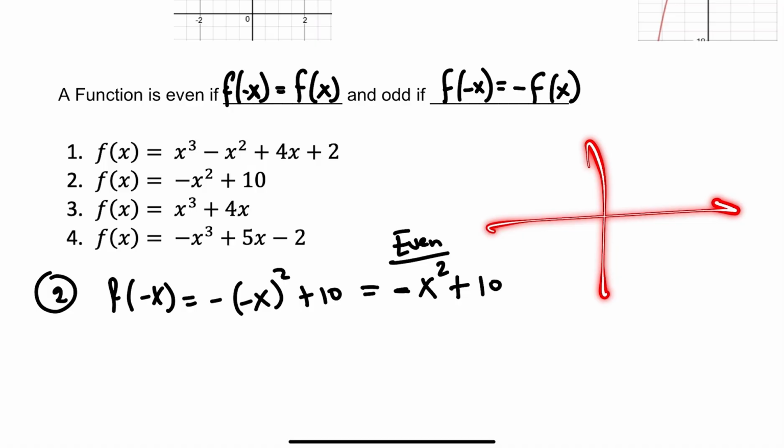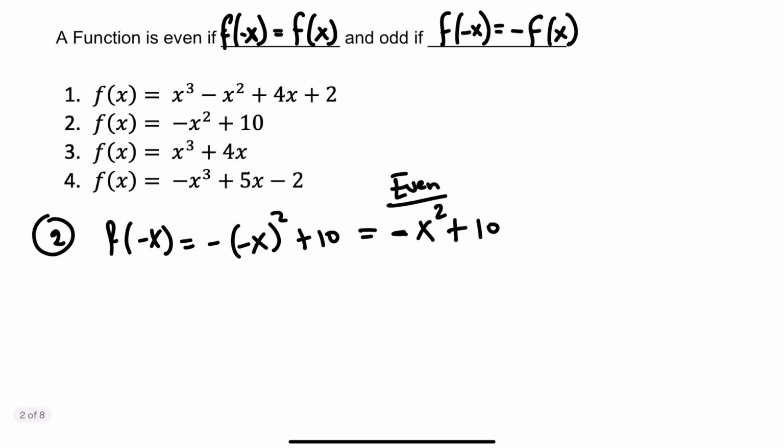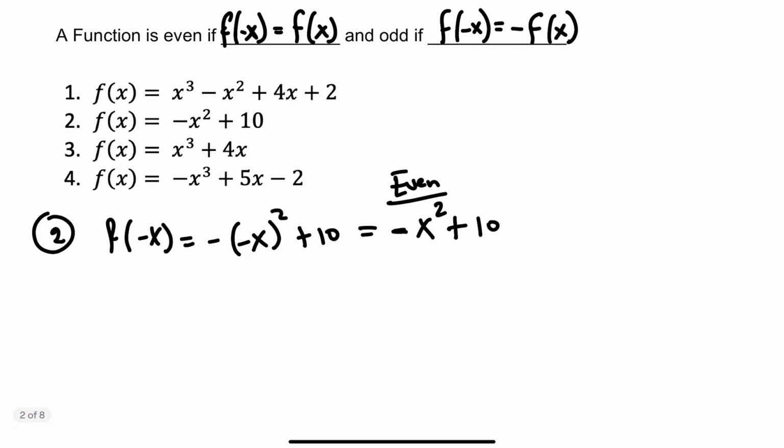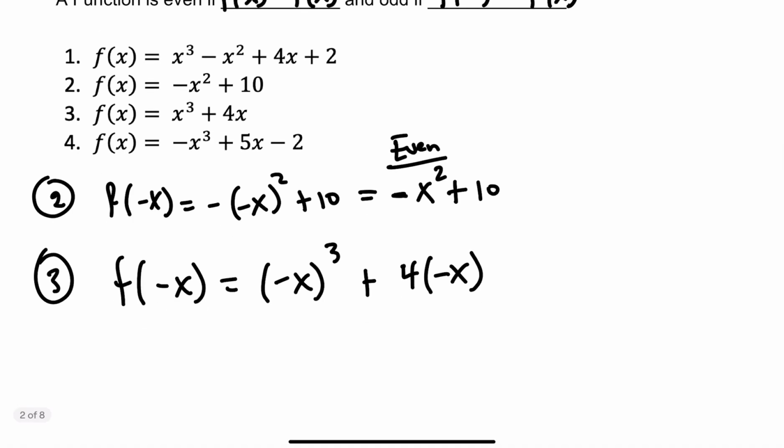Just to give you an idea, this is this function. Visually, it still makes sense that it's even because it's symmetrical across the y-axis. Okay, so let's do one that's going to be odd. Let's do number 3. Same approach: you input a negative, and you do that to all the x's that are in your function. So we just do the math.